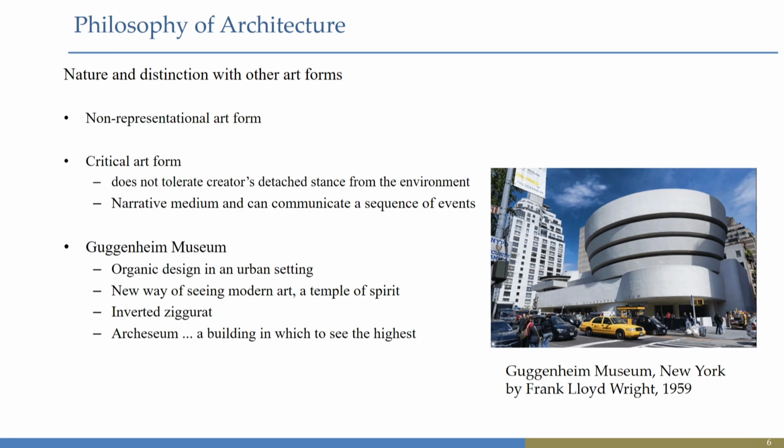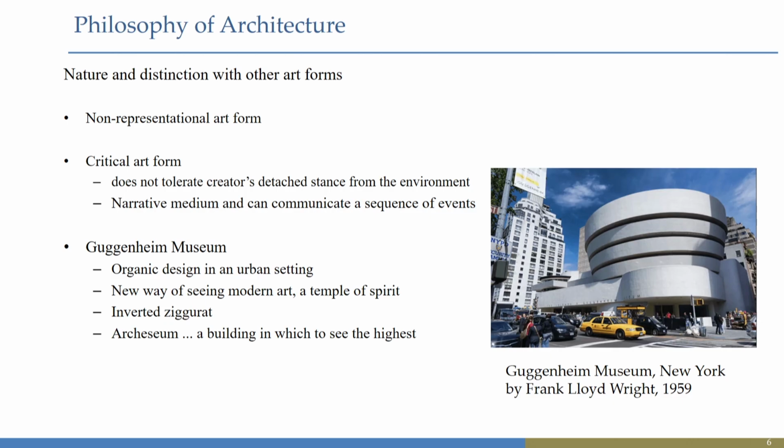When he is giving the name Archeseum, he is creating a new category itself. He is not just creating another museum. He is not just creating another architectural object. He is fusing the two. He is fusing not just two categories, he is fusing two disciplines, the discipline of architecture and the discipline of museum. When the two disciplines get fused, what does it become? It becomes a building in which one can see the highest.